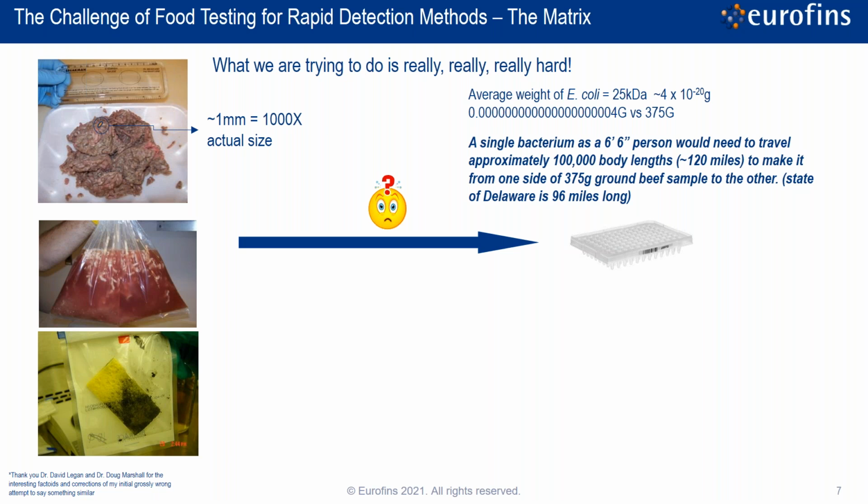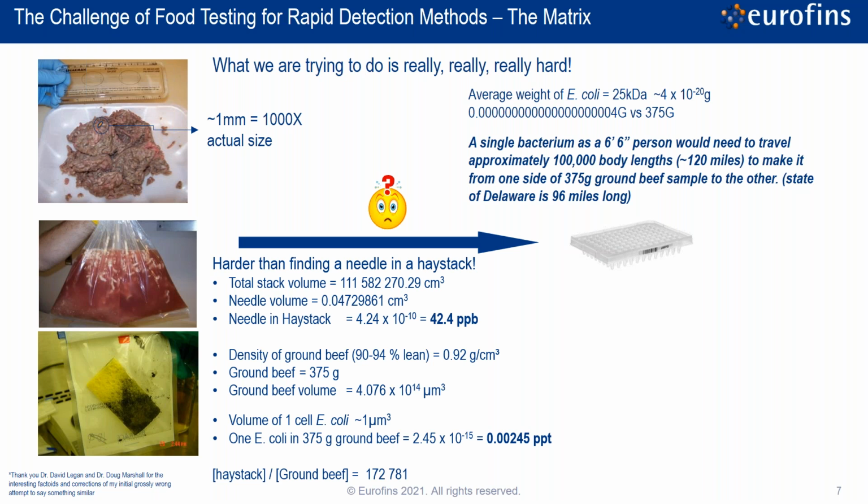And the challenge is compounded because bacteria are so small, right? So I've shown there, it's a 1 millimeter, if the screen size is right, it's 1,000x the actual size of a bacteria. David Legan and Doug Marshall helped me do some math on this. If it turns out it's a single bacterium or a 6 foot, 6 inch tall person, they would need to travel about 120 miles to make it from one side of that large ground beef sample to the other. For reference, the state of Delaware, where I used to reside, is 96 miles long.